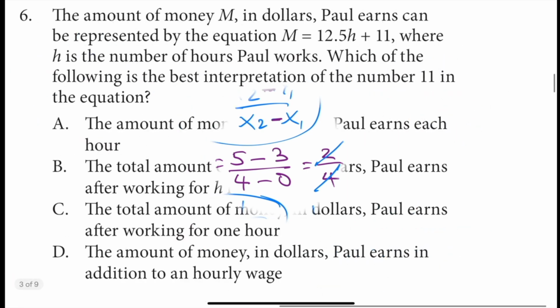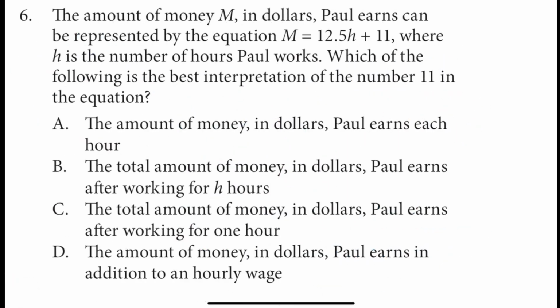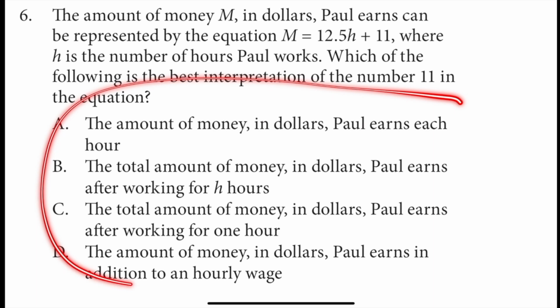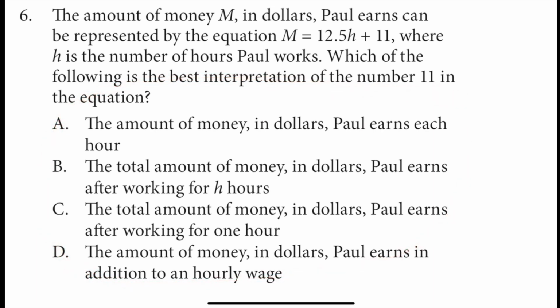Let's go. Number 6. The amount of money M in dollars Paul earns can be represented by the equation, where H is the number of hours Paul works. Which of the following is the best interpretation of the number 11 in the equation? H is the number of hours worked. One little thing, they're asking you, what does the 11 mean? You want to go here and read the possible answers.